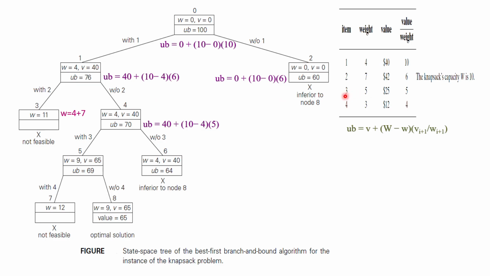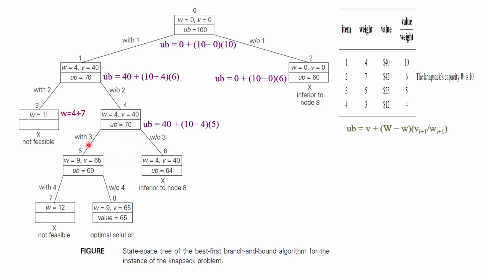Third item ratio you have to consider, that is 5 here. So if I calculate, that is the same thing. 10 minus 4 means what? 6. 6 into 5 is what? 30. 30 plus 40, UB is 70 now. Next, I'll continue this part, with 3 and without 3.